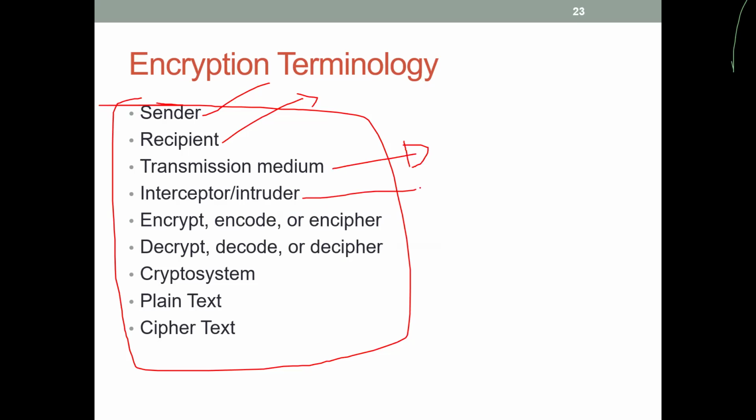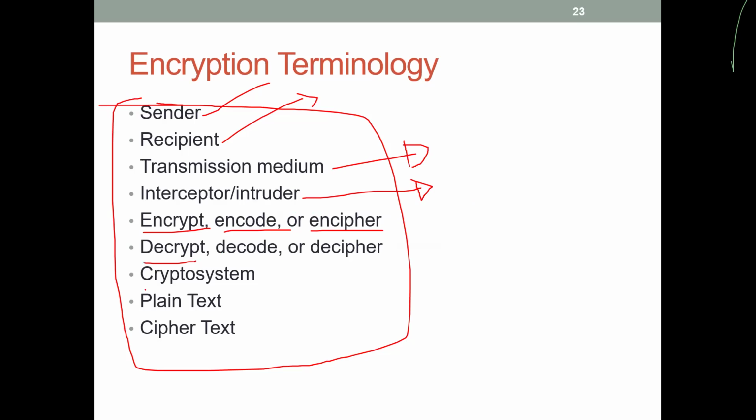The intruder is the hacker, who in the middle looks at the messages, right? Encrypt means what? Encrypt, encode or encipher. If you have a plain text, we convert it into cipher text, an unreadable format, and that is encryption. If you have cipher text, the encoded message, we can reverse it and get the original message, and that is decryption.